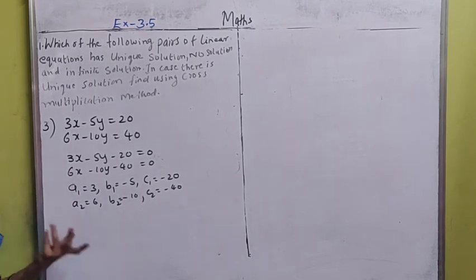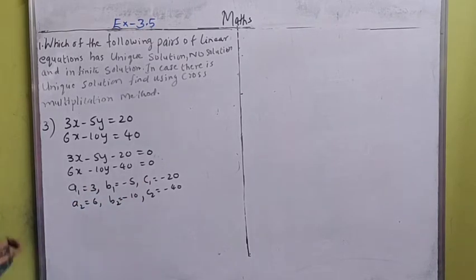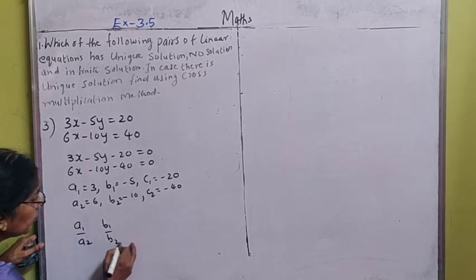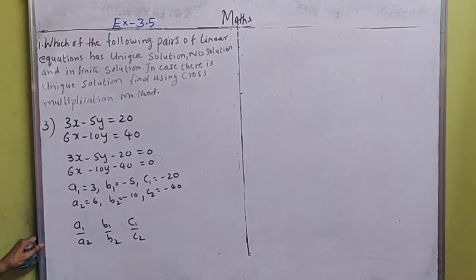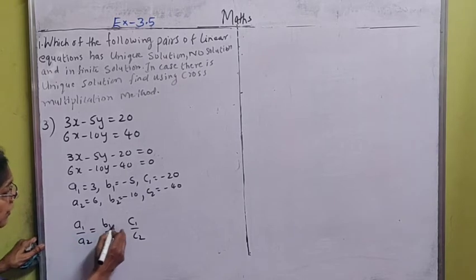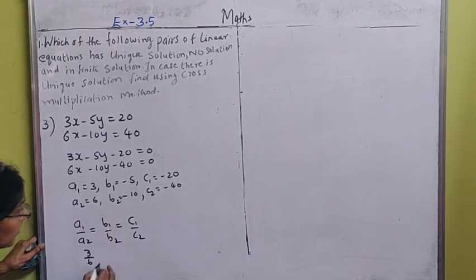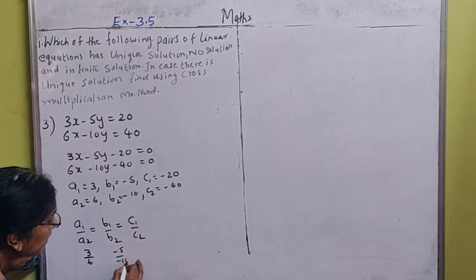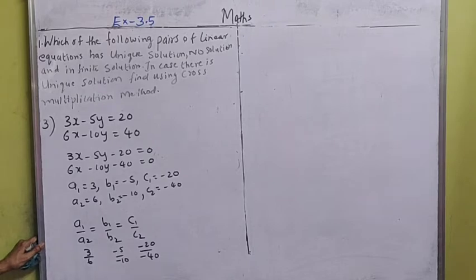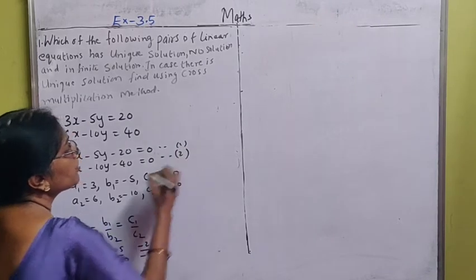So I can do this sum directly. What is it? a1 by a2, then b1 by b2, c1 by c2. I will write it down. a1 by a2, I won't write the sign, b1 by b2, c1 by c2. Now I will put the values: 3 by 6, I won't put the sign, then minus 5 by minus 10, then minus 20 by minus 40. This is your equation number 1 and this is your equation number 2.